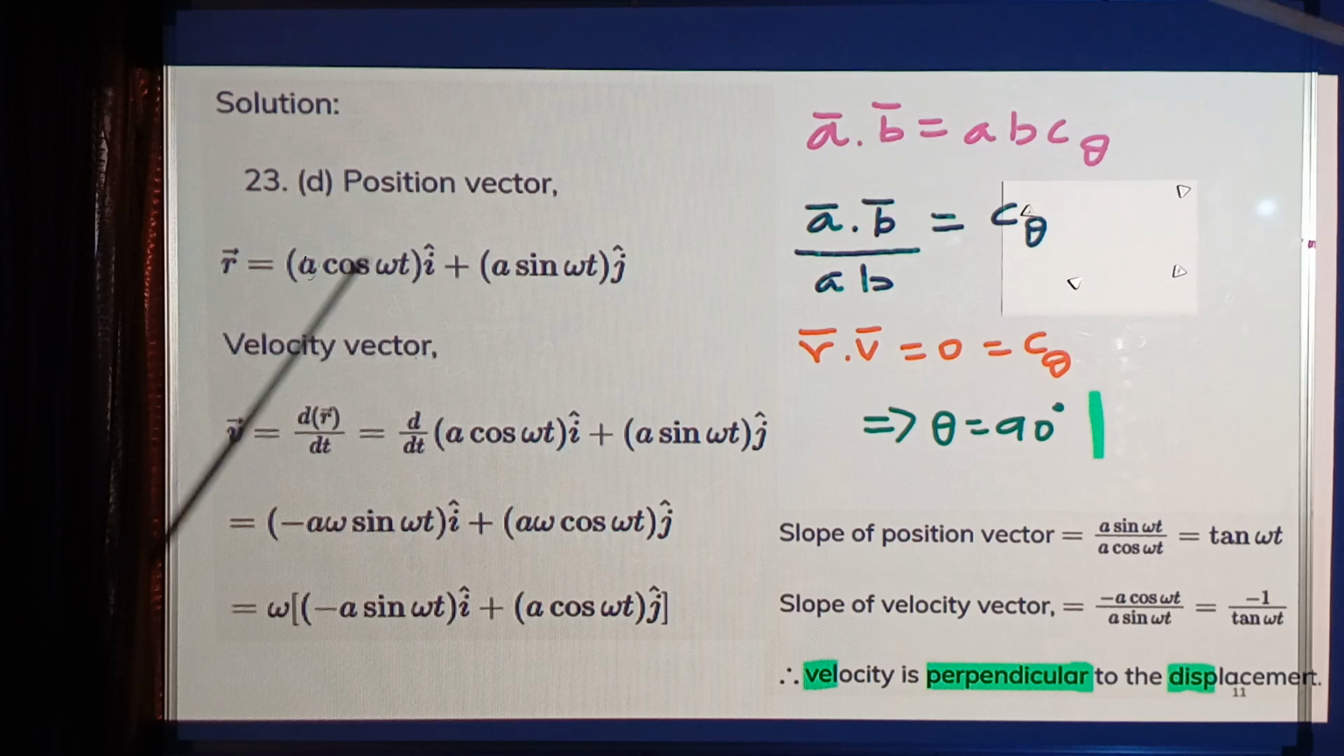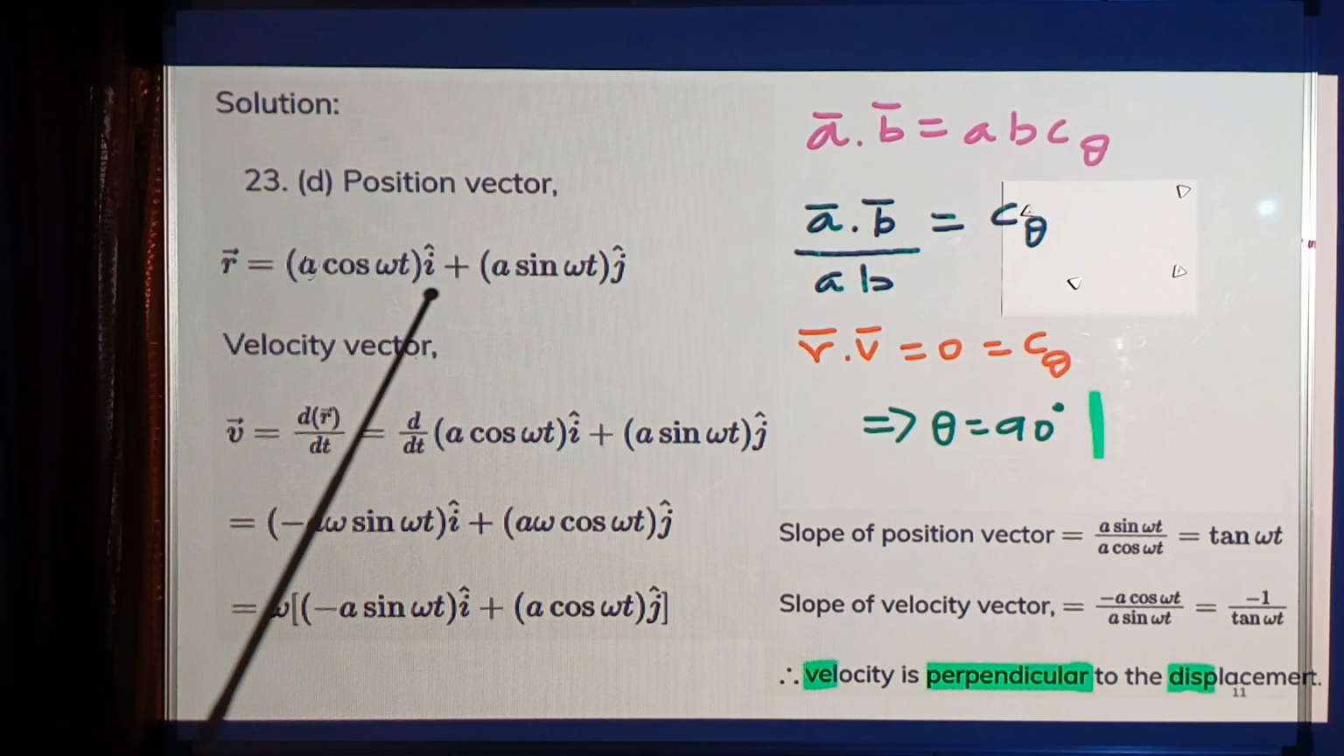So position vector is given in the question as a cos omega t i cap plus a sin omega t j cap. Velocity vector is dr by dt. So differentiate term by term. A is constant, omega is constant, i is constant. Only this t variable is there. So differentiate of this one will give me a. Derivative of cos is minus sine, and differentiate with respect to time. So I have to differentiate this omega t with respect to time. That will give me omega.